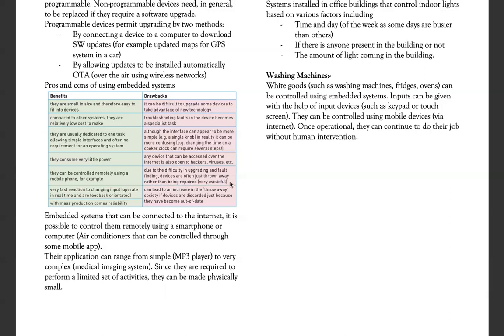which is not environmentally friendly, because I cannot reuse devices. I simply discard them. It would be good if I could upgrade them. Instead of just throwing them away, I should be able to update them and make use of the same hardware instead of investing in new hardware. So it's actually a wasteful process that you have to replace these chips. Finally, it can lead to an increase in the throwaway society if devices are discarded just because they have become out of date. This is again linked to the same aspect. It leads to more electronic waste, resulting in more pollution, right?